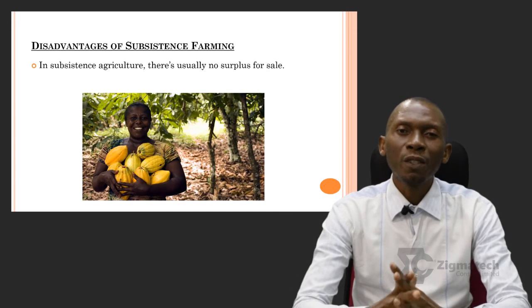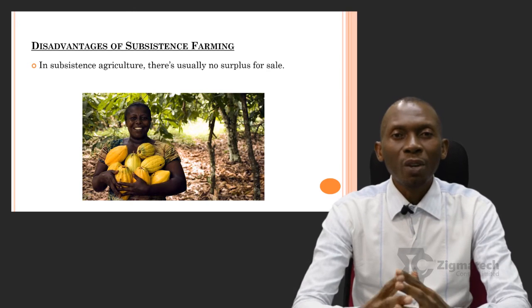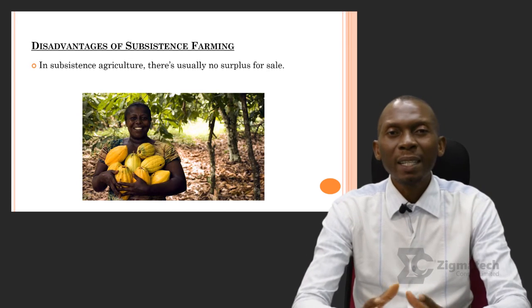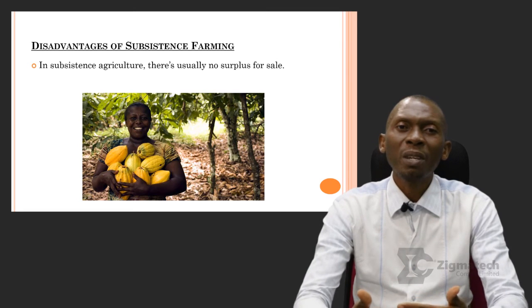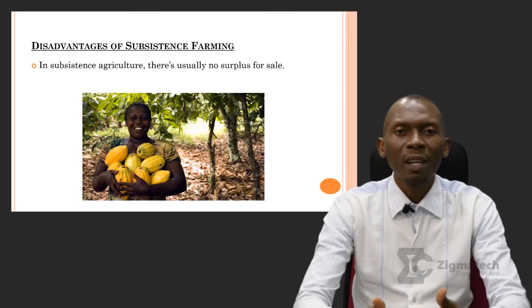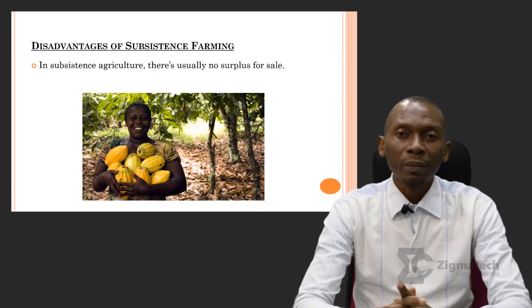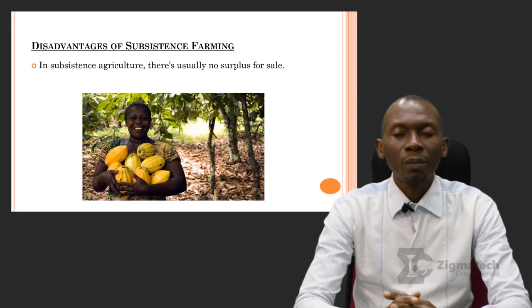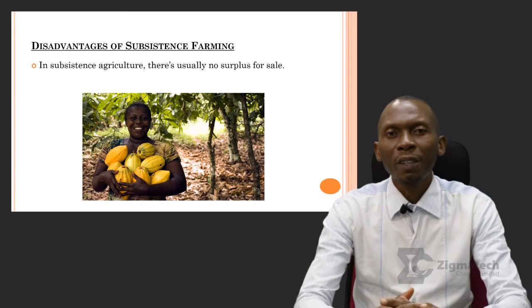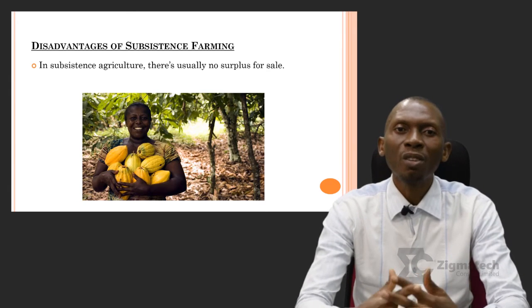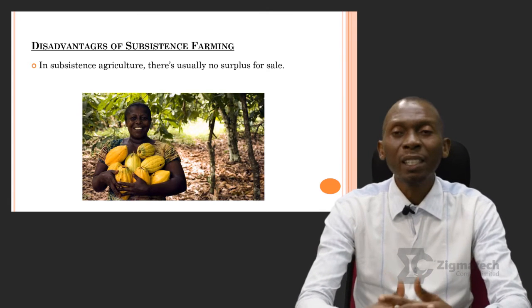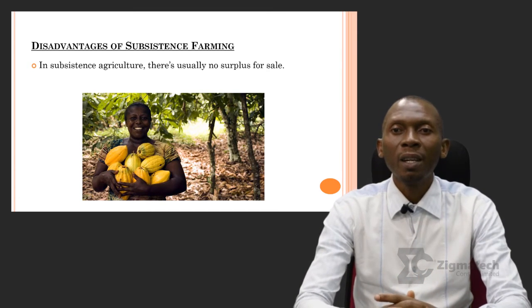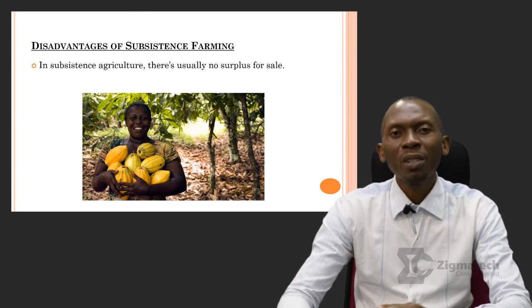Now, there's also usually no surplus for sale in subsistence agriculture because the farmer just produces basically for himself and his family with very little, if at all, for sale. So basically, he just produces for his family. So subsistence agriculture does not make provision for surplus for sale, and that's not a good aspect in terms of subsistence farming. So that's a disadvantage because it's not everybody that's involved in agriculture. They have different sectors of the economy. So a farmer needs to produce enough to feed himself and also to feed the nation at large, and even to export to help the GDP of the country that they're located in. So in subsistence agriculture, the farmer does not have surplus for sale.